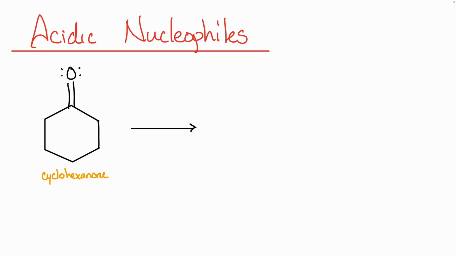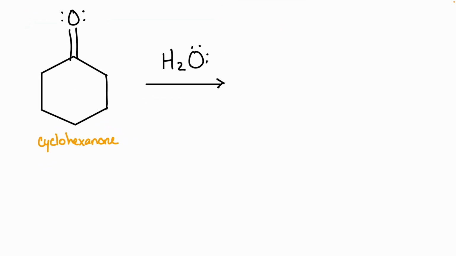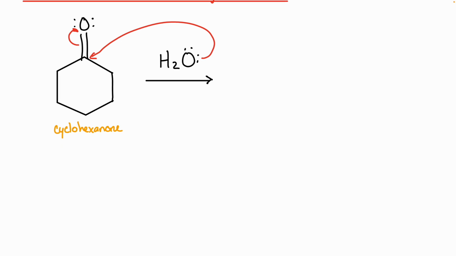All right, and now we're going to react this with another oxygen nucleophile, but this time we're going to use our acidic conditions oxygen nucleophile, water. Okay. So let's try to do our mechanism here. At first step, our nucleophile is going to attack. We're going to get our tetrahedral intermediate.